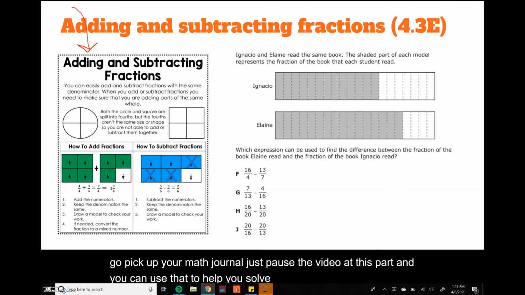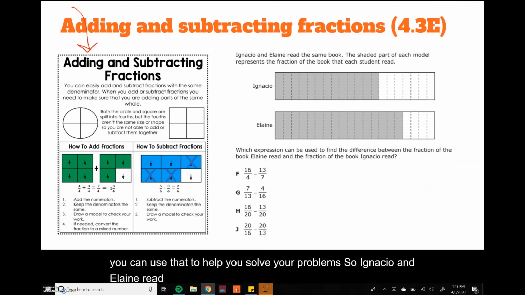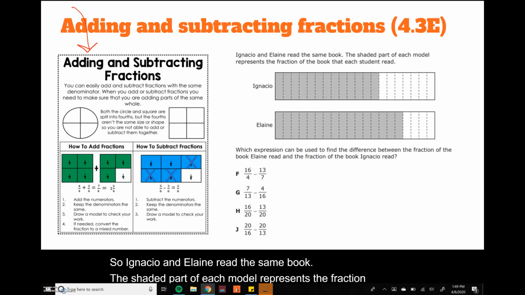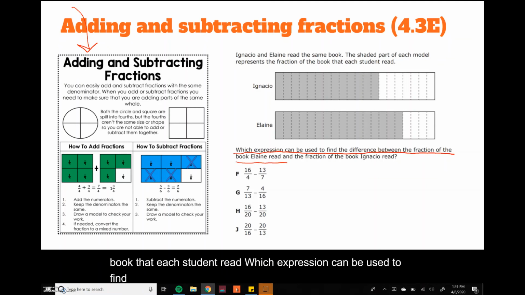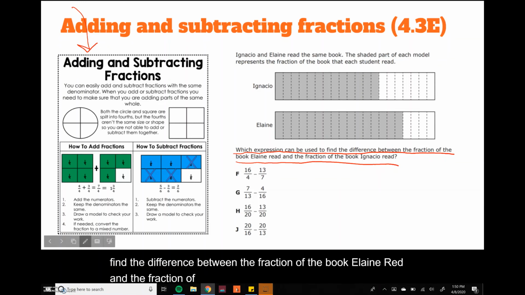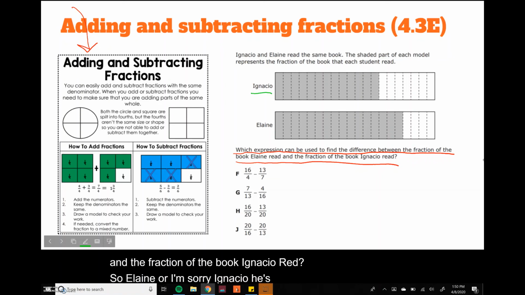So Ignacio and Elaine read the same book. The shaded part of each model represents the fraction of the book that each student read. So which expression can be used to find the difference between the fraction of the book Elaine read and the fraction of the book Ignacio read? So Ignacio, he's first. I want to find the total fraction.